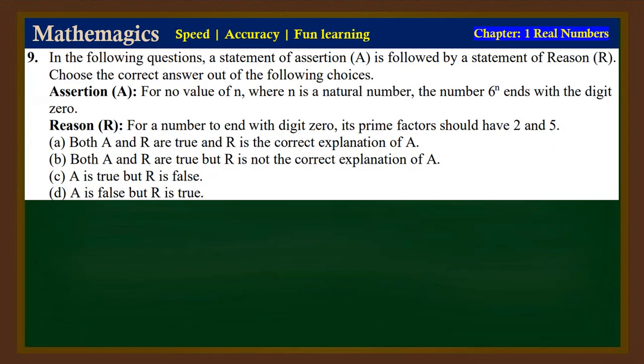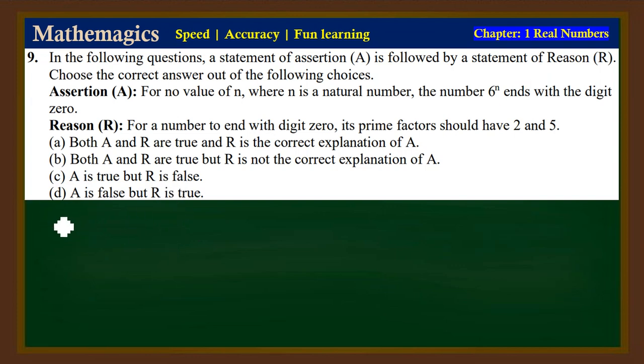So now let us come to question number 9, that is assertion and reason questions. In the following question, a statement of assertion and reason is given, which we have already understood. So the assertion will be given, the reason will be given. All four options will be there, and with the help of calculation, we will check which is the correct answer.